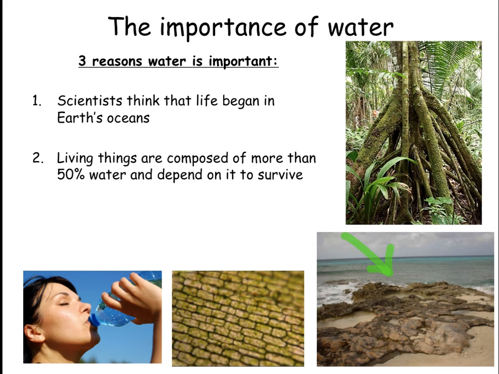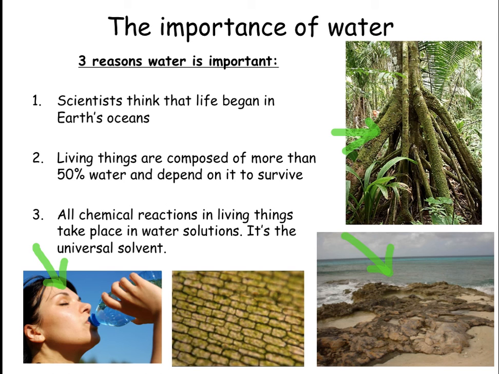2, living things like this tree and this person depend on water to survive because we're actually made of more than 50% water. Without frequent access to water, cells can become dehydrated, lose their ability to function, and die, causing the death of the entire organism. And finally, 3, all chemical reactions in living things take place in water solutions.